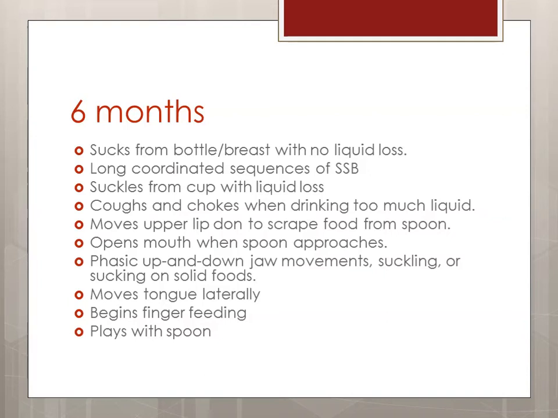They're going to move their upper lip down to scrape food from the spoon. They're going to open their mouth when the spoon approaches in anticipation of that food and that feeding. They're going to have the phasic up and down jaw movements, suckling or sucking on small foods. They're going to begin to move their tongue laterally. So when there's an object placed on one of their biting surfaces, they'll move the tongue laterally to the object. This is where we'll see that they'll start finger feeding, and then you can also introduce spoons here, and they can play with a spoon at this age.